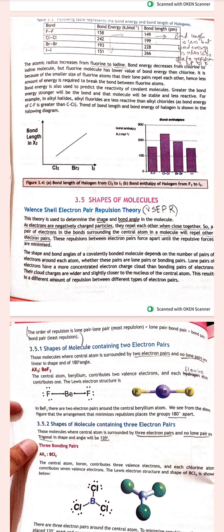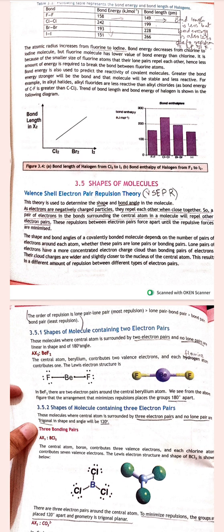The atomic radius increases from fluorine to iodine, and bond energy decreases from chlorine to iodine, but fluorine molecules have a low value of bond energy. It is because of the smaller size of fluorine and that their lone pairs repel each other, hence less energy is required to break the bond.